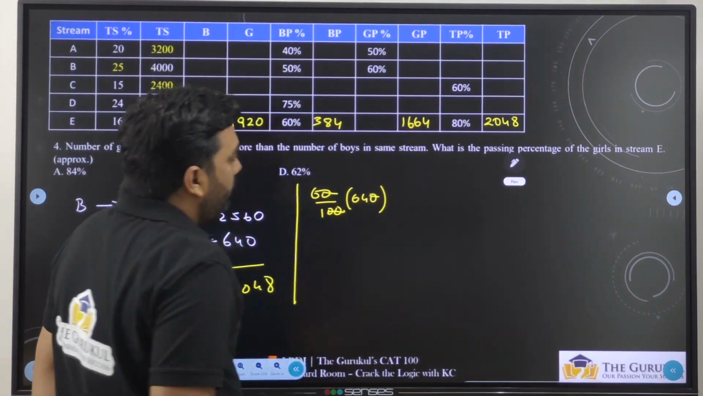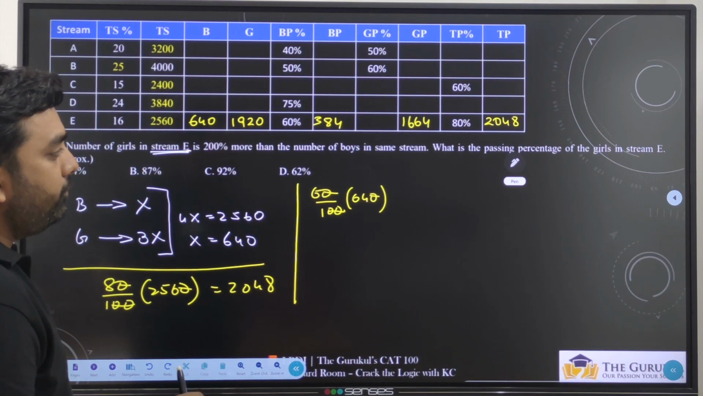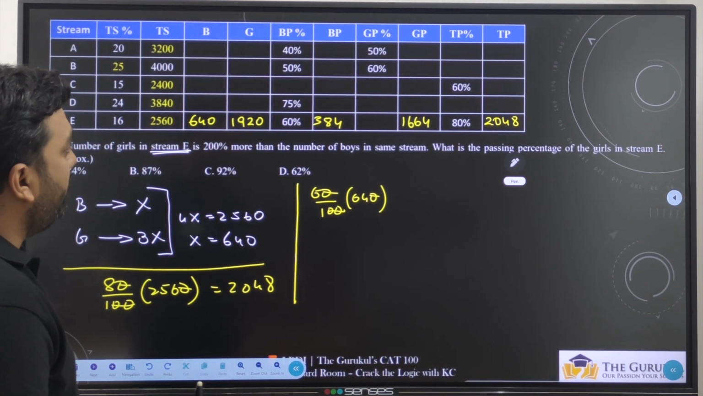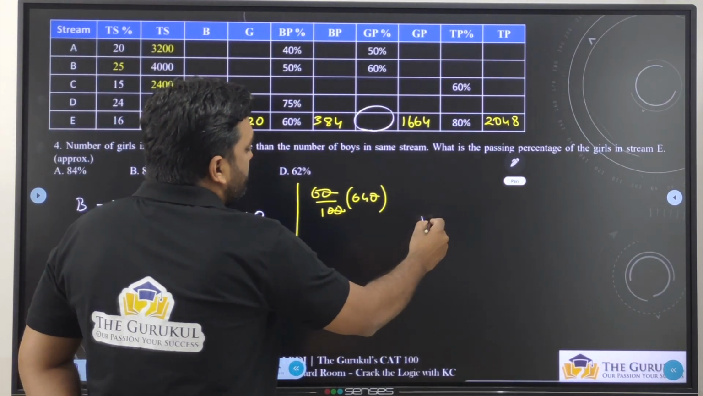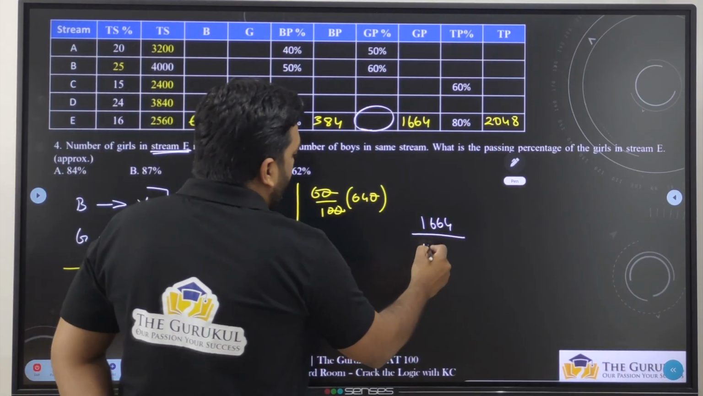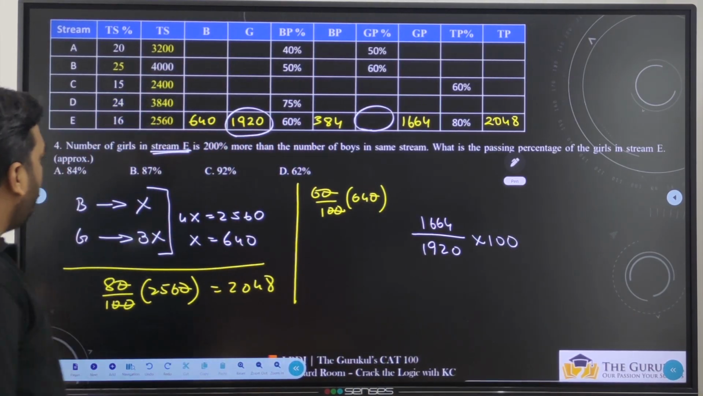Perfect. Now, so what is the question talking about? What is the passing percentage of girls in stream E? Passing percentage of girls. So this is what we need to calculate. So 1664 girls passed. Out of total 1920 girls, we want percentage multiplied with 100.